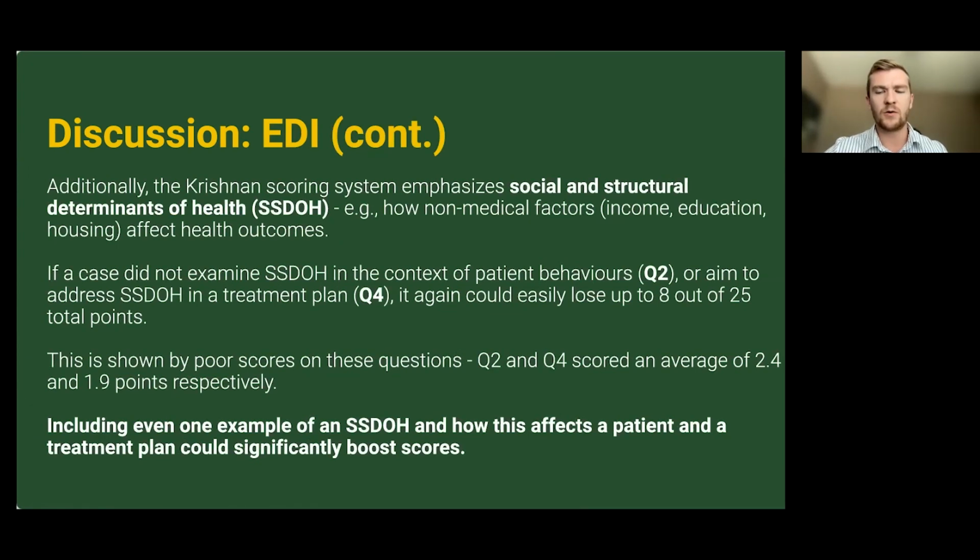Continuing with this, the scoring system that we used also emphasizes social and structural determinants of health. As we mentioned before, this is essentially the idea that non-medical factors like income, education, and housing can affect health outcomes for patients. And if a case didn't examine these determinants of health in the context of patient behaviors or in the context of a treatment plan, the case could easily lose 8 out of 25 points. And again, the social and structural determinants of health questions scored on average 2.4 and 1.9 points, showing again that this isn't demonstrated very well. So our suggestion to the case editors is just include even just one example of a social or structural determinant of health and how this affects a patient and treatment plan to boost scores overall, and to include important discussions about these determinants of health.